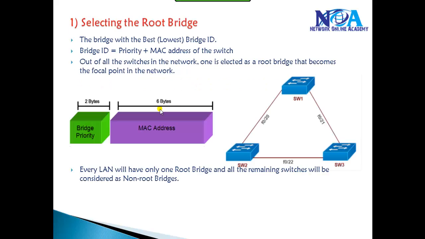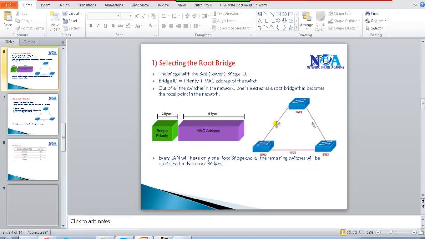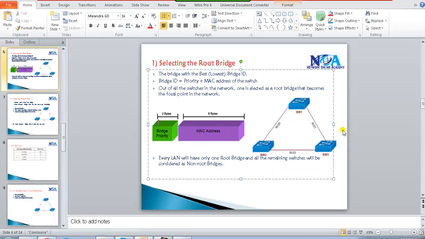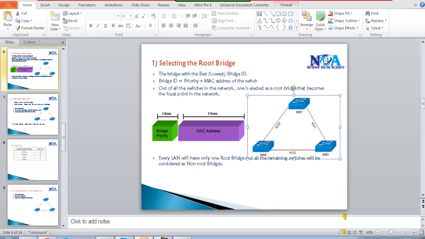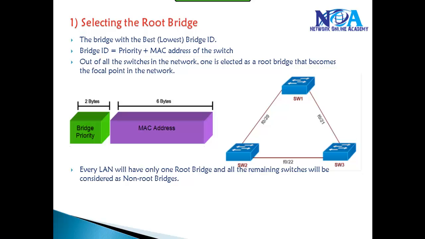So the first step, selecting the root bridge. To understand this process, I'm going to take a default selection of 3 switches. You can take more than that. Now I've got switch 1, switch 2, and switch 3, and I want to understand how STP is going to work in this scenario. In fact, whatever the topology, it's going to work in the same fashion. So let's take an example.